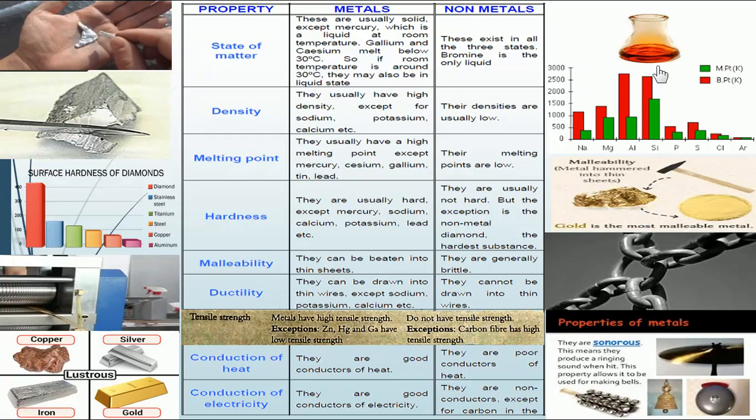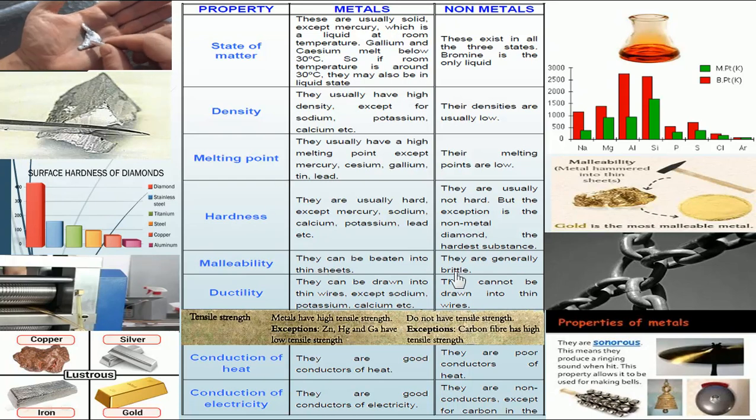So what is called malleability? Beaten into thin sheets. This property is called malleability. Generally, metals can be beaten into sheets. Here we have iron sheet, gold sheet, aluminium sheet, lead sheet. There are many like that. So that means they can be beaten into sheets.